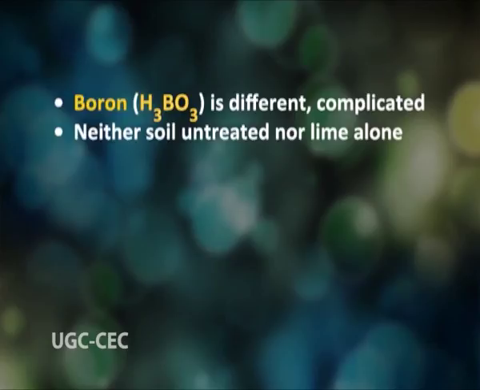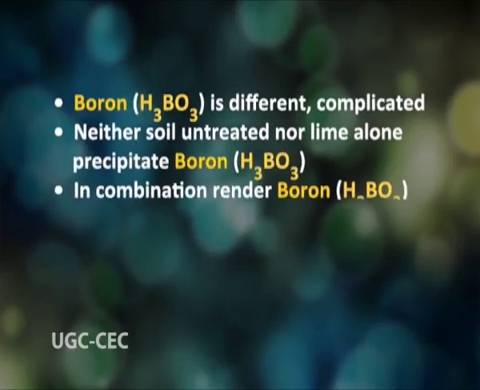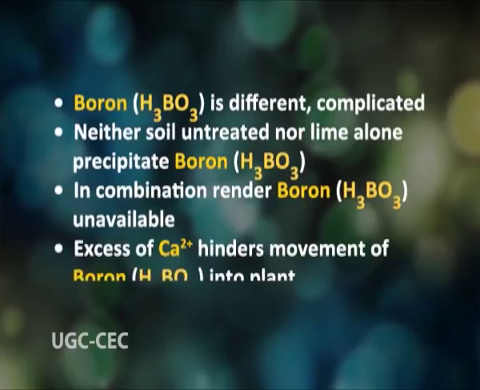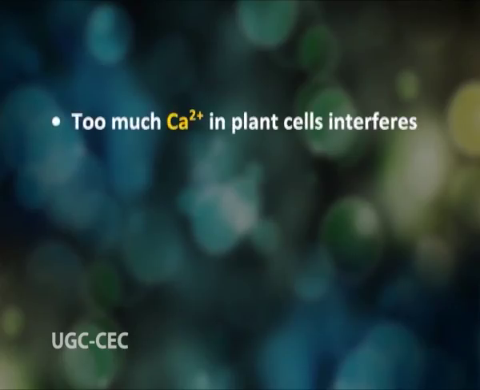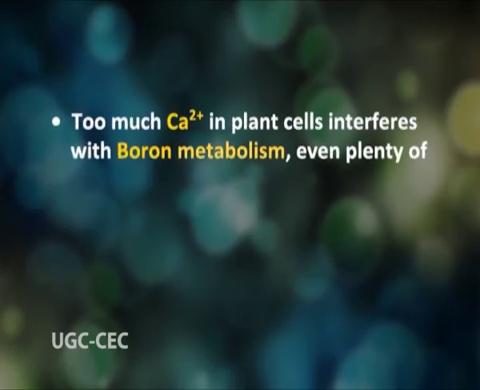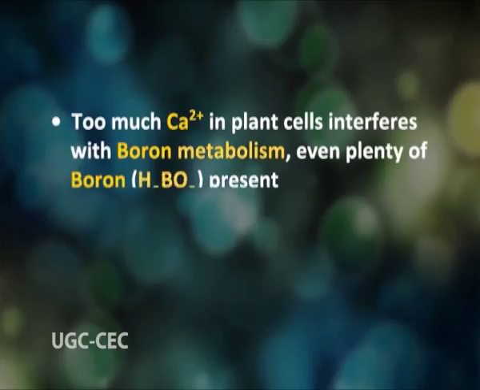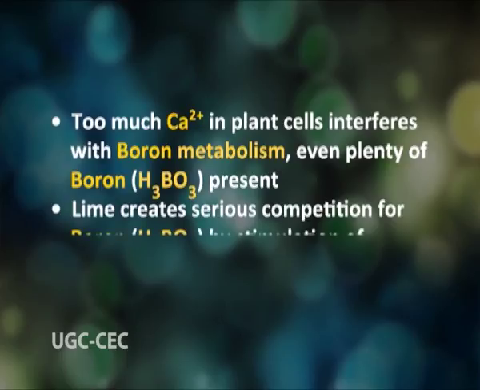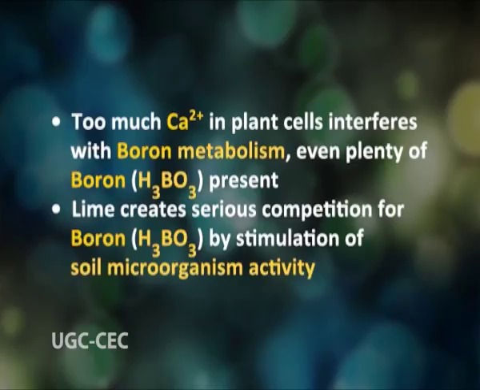Although neither the soil untreated nor the lime alone appreciably precipitate boron, the two in combination render it unavailable. Also, the excess of calcium may hinder the movement of boron into the plant. Too much calcium in plant cells might even interfere with boron metabolism, even if plenty of boron were present. It has also been suggested that lime may create serious competition for boron by stimulation of soil microorganism activity.